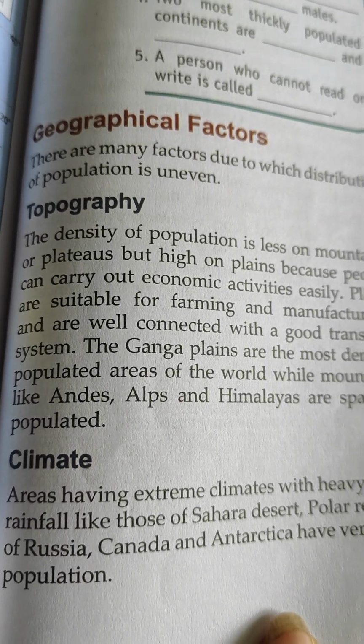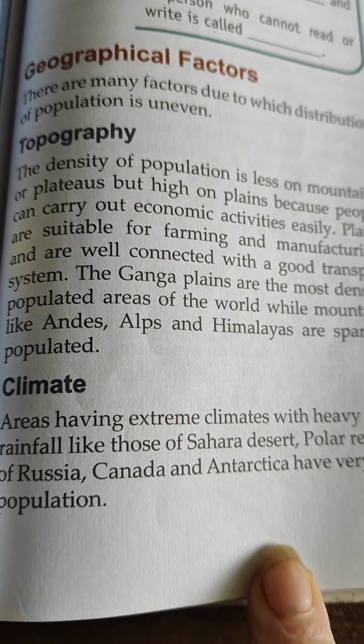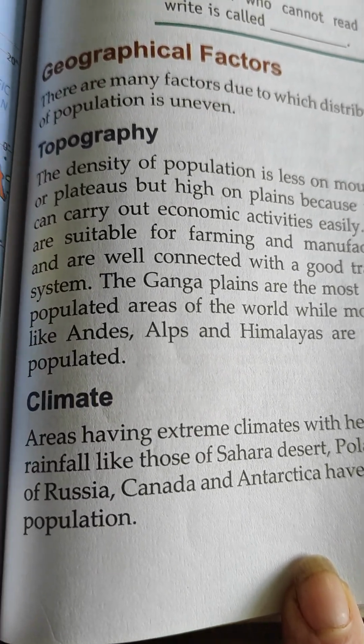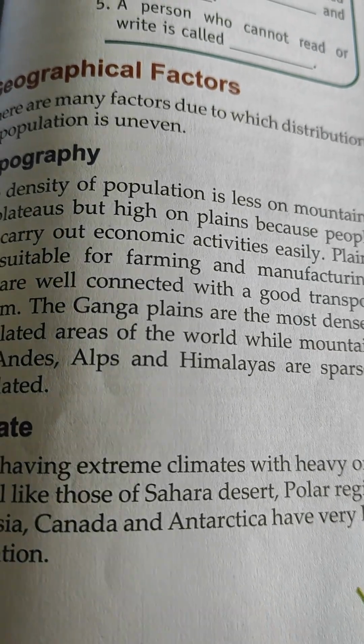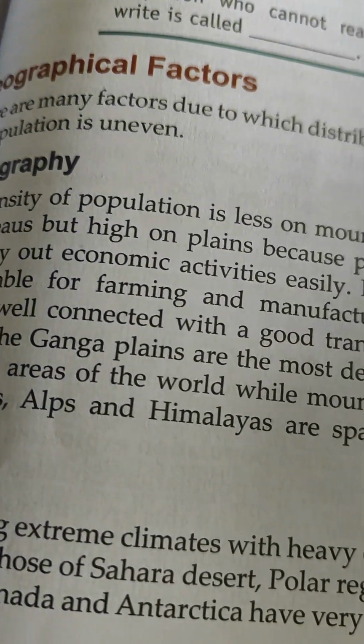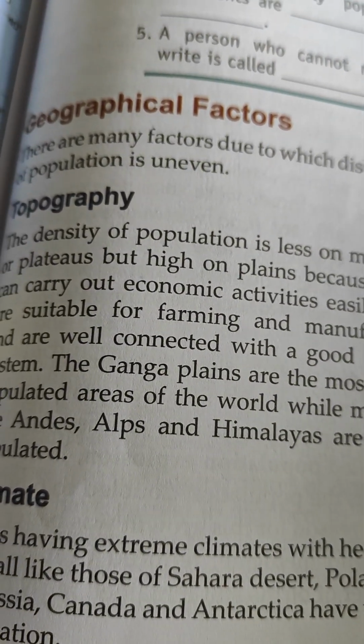Climate: areas having an extreme type of climate like the Sahara Desert, polar regions, Russia, Canada, Antarctica, affect the life of the people.